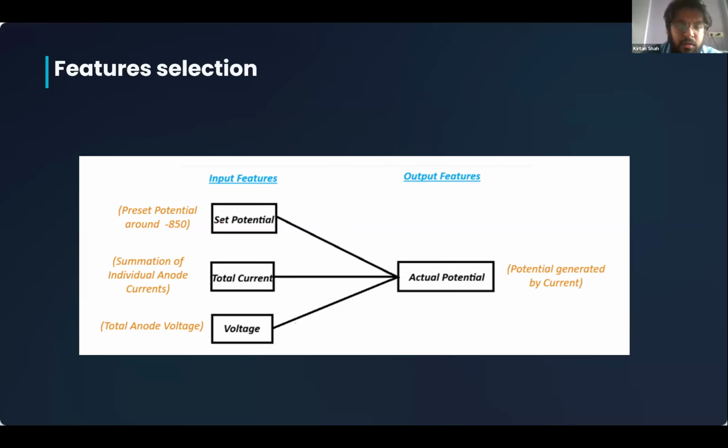Then the third feature is voltage, output voltage, where this voltage drives the total anode voltage. So my output feature is actual potential. This potential is generated by the current of the anode of the ICCP system.